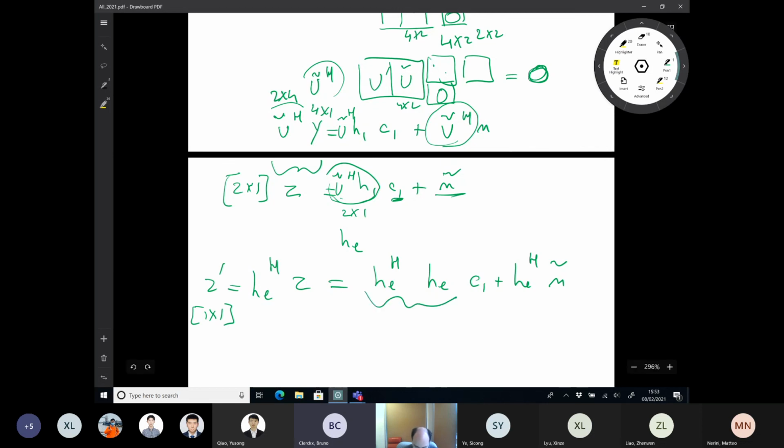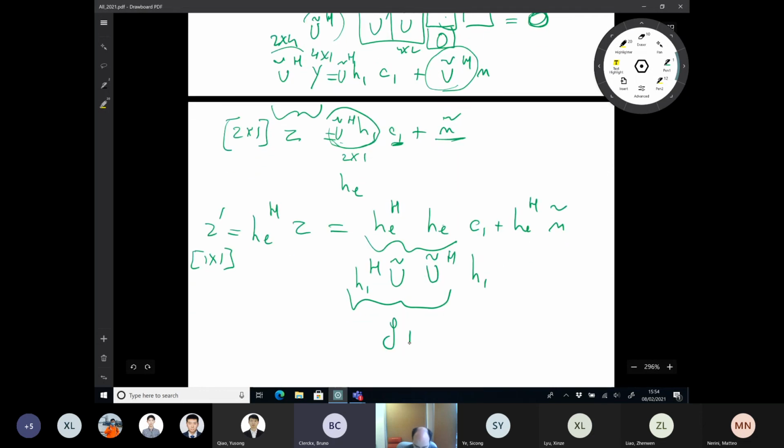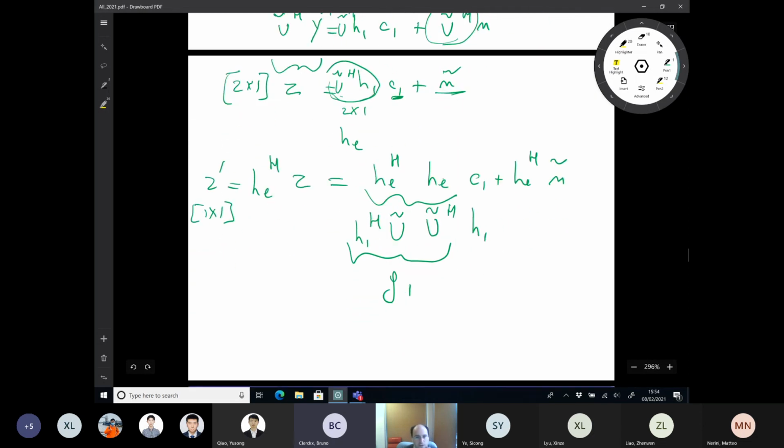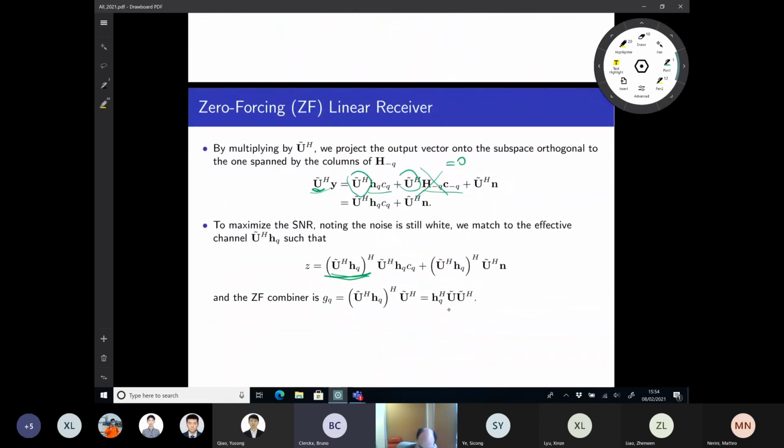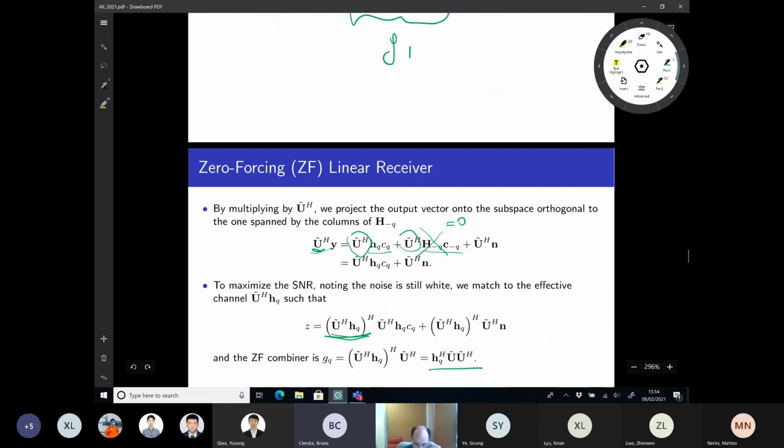And now your whole channel here will be H1 Hermitian. I take the Hermitian of this, multiplied by U tilde, the Hermitian of this, multiplied by HE, is U tilde Hermitian multiplied by H1. Right. What is my combiner for G1? Effectively it is this. This is my combiner G1.